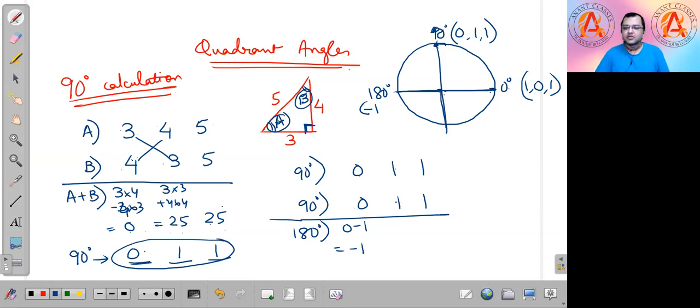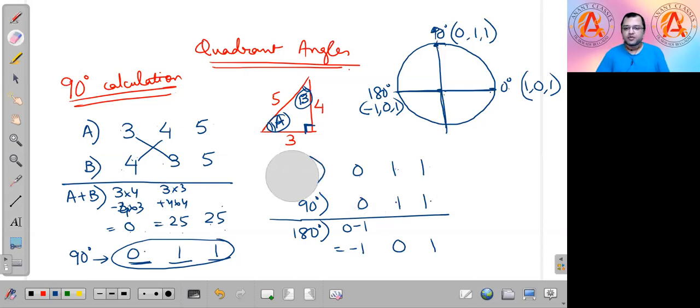Then here we get 0 product. Here we get 0 product. 0 plus 0, 0. And here 1 into 1, 1. So minus 1, 0, 1. Its x coordinate is minus 1, y coordinate is 0. And the other one is just by Pythagoras theorem.